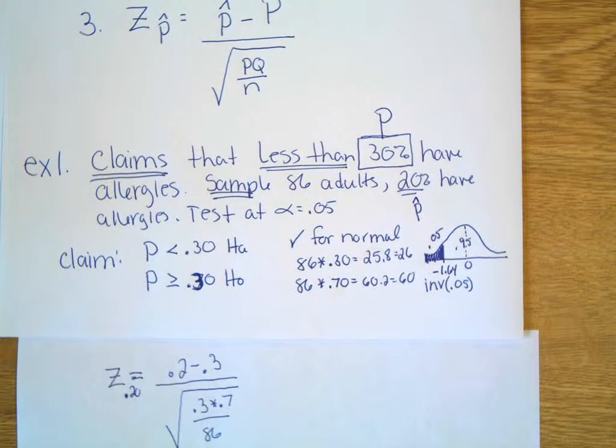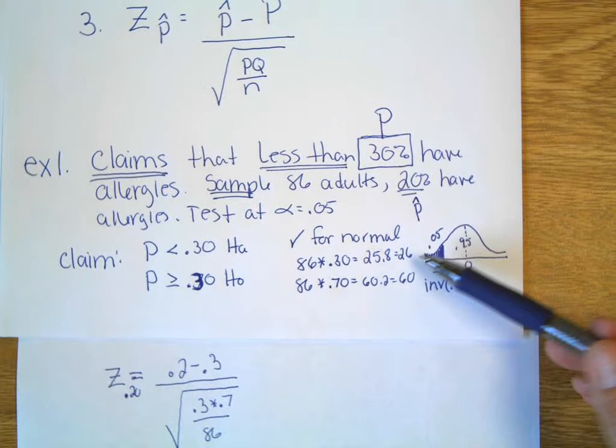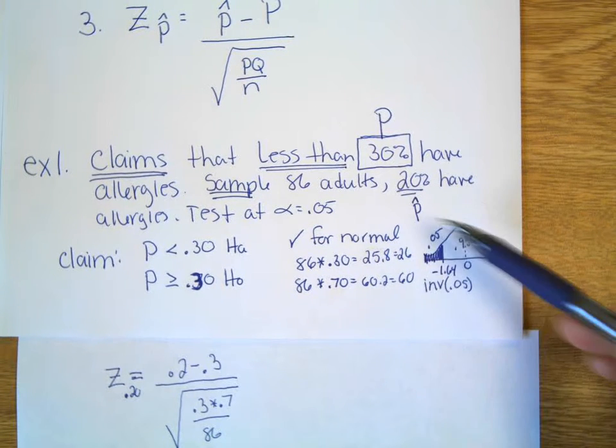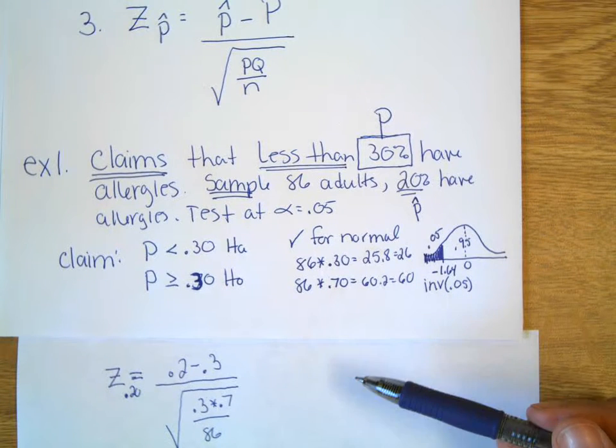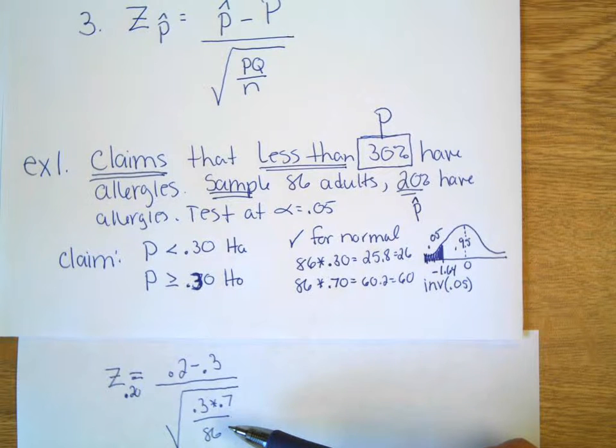The 26 and 60 is just checking to see if we can actually do the problem. If either of these had come up smaller than 5, we wouldn't be able to do the statistics. We'd have to go back and do a bigger sample. Is the 0.3 times the 0.7 just percentages, or could you use 0.6? No, you have to use the percentages.